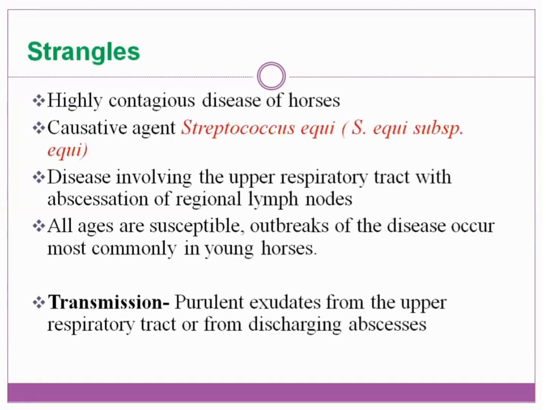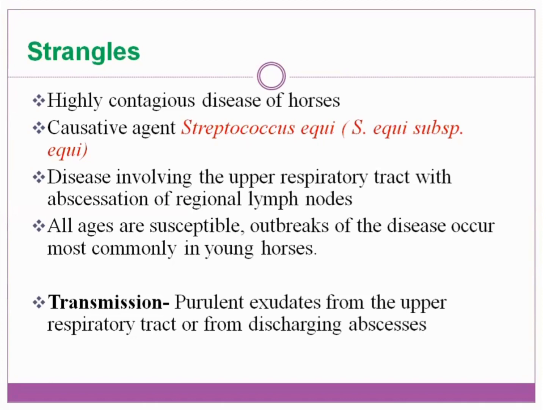So the first important disease caused by this streptococcus is strangles. Strangles commonly occurs in the horse, and the disease is caused by Streptococcus equi subspecies equi. Strangles is a highly contagious disease of the horse. It is easily spread from one animal to another.